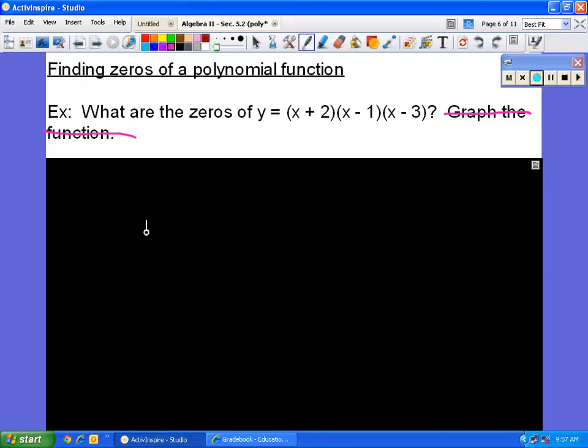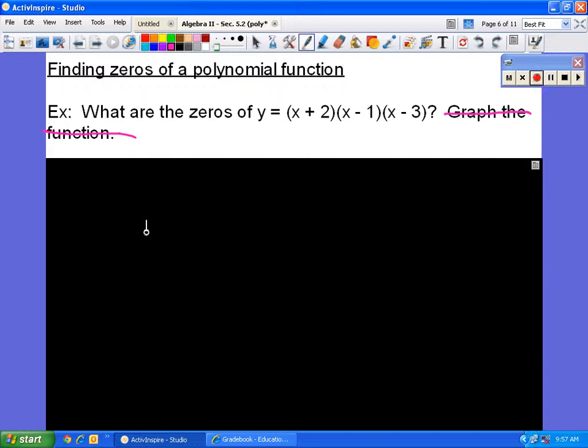Okay. The next concept is called finding the zeros. Does anybody know what that means? What does it mean to find the zeros? When I talk about finding a zero, in mathematics, what does it mean? Anybody? No?